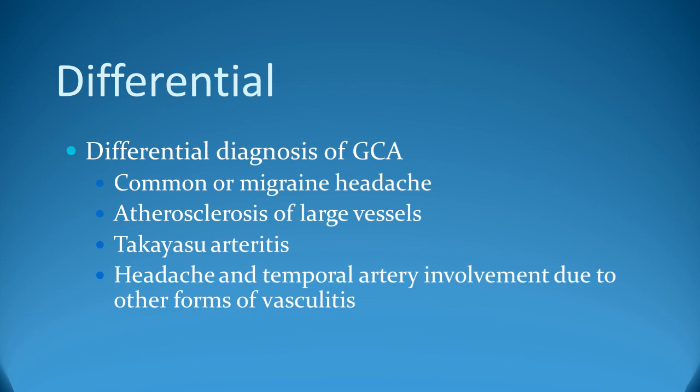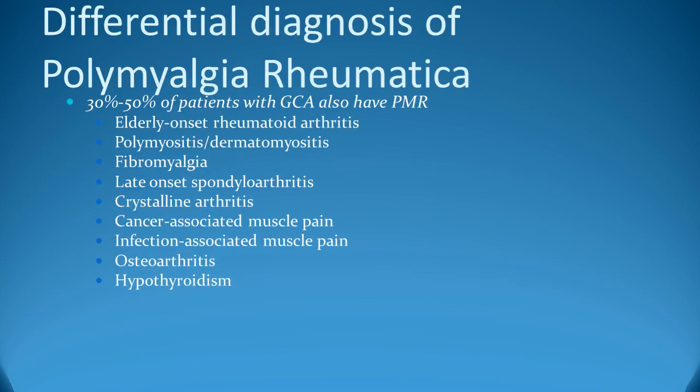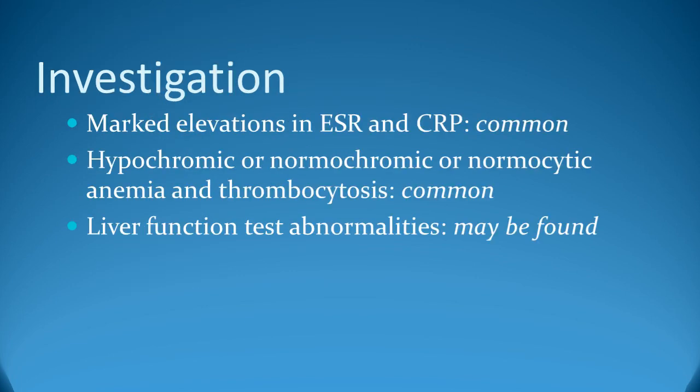Differential diagnoses include common migraine, atherosclerosis, Takayasu arteritis, headache, and temporal artery involvement due to other forms of arteritis. The patient could be elderly with rheumatoid arthritis, polymyositis, dermatomyositis, or other differentials include fibromyalgia, late onset spondyloarthritis, crystalline arthritis, cancer-associated muscle pain, infection, osteoarthritis, hypothyroidism.